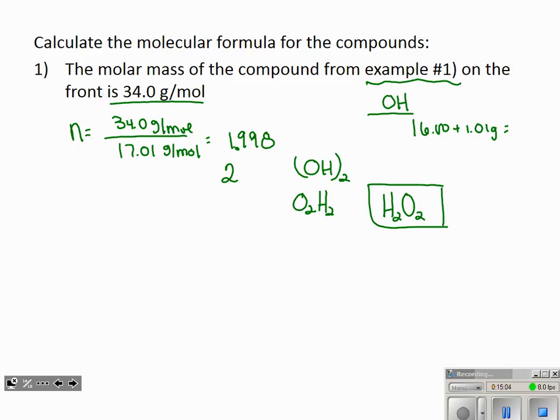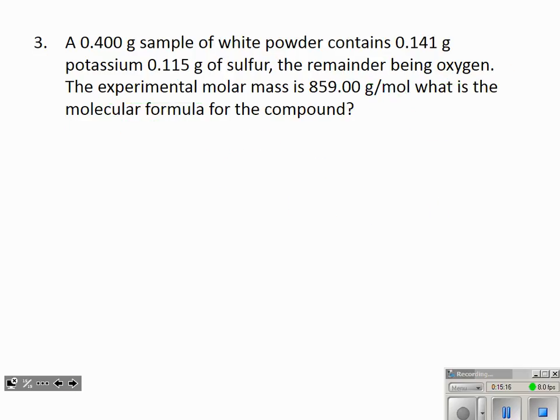You are always going to be given this top number here in a problem that is a written problem. If you were in a more advanced laboratory, you would come up with that number yourself. So this example says we have 0.4 grams of a white powder. It's 0.141 grams of potassium, 0.115 grams of sulfur, and the rest is oxygen. So before we begin, let's go ahead and calculate the amount of oxygen.